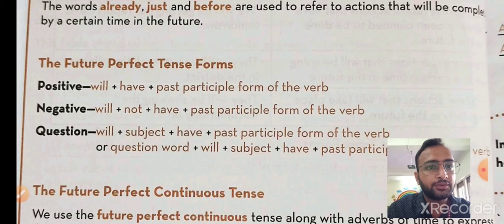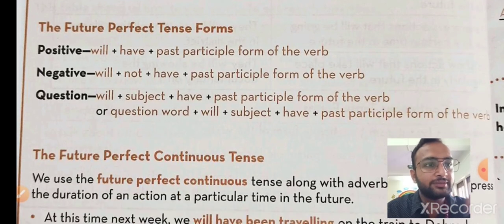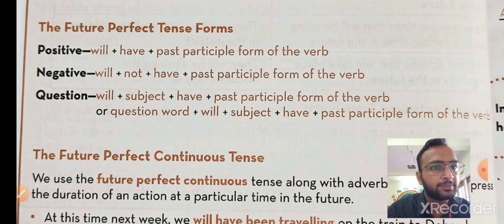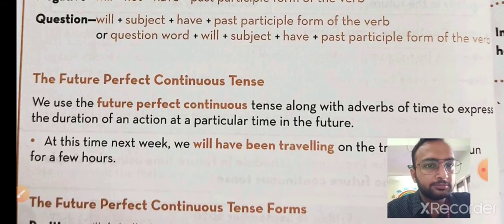The future perfect tense forms. Please note it down. These are the notes that will help you to make the future perfect tenses very easily. Positive sentence: will plus have plus past participle form of the verb. Negative: will plus not plus have plus past participle form of the verb. And the question will be: will plus subject plus have plus past participle form of the verb, and question word plus will plus subject plus have plus past participle form of the verb. So please note it down.